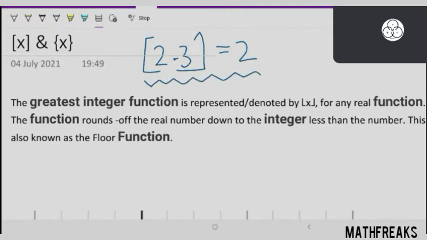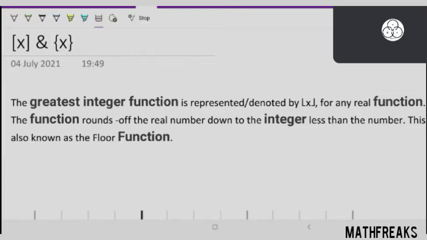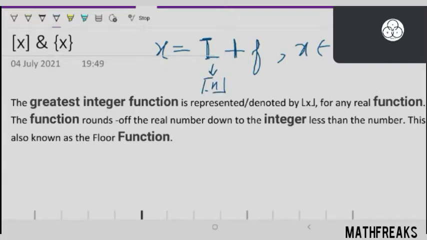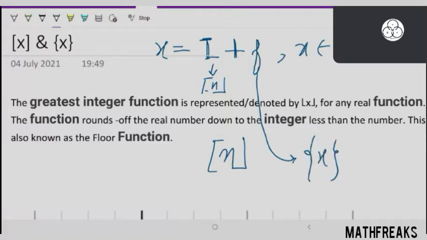Every real number x has two parts. One is the integer part, another is the fractional part. This is the integral part, which is denoted by this box of x, and this is the fractional part, which is denoted by this symbol.